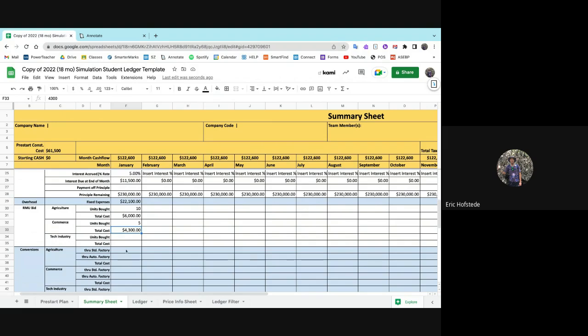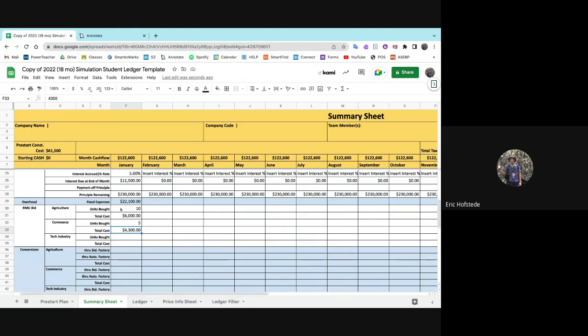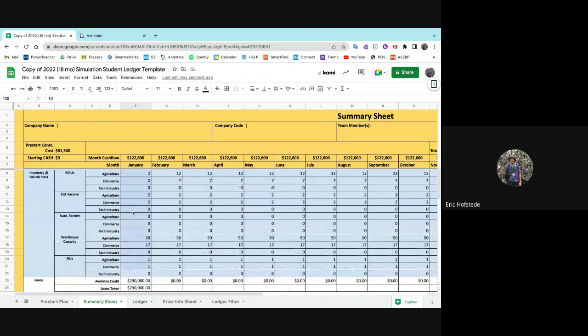namely convert them. All right, so one thing you can do at this point, if you've entered this in your summary sheet, even if you haven't done the ledger live during the simulation, is do it in pauses or breaks or after school. But the summary sheet is something you want to do immediately, because if I go up, I can now see how many RMUs I have to work with. And it's kind of weird because it's going to show in February, because that's what I started January with. This is what I would start February with.